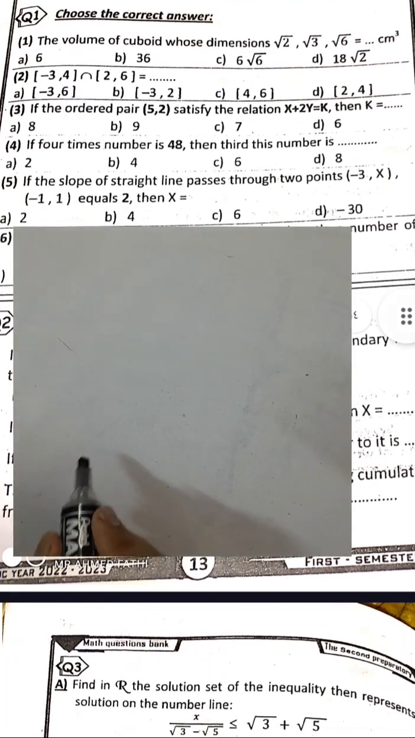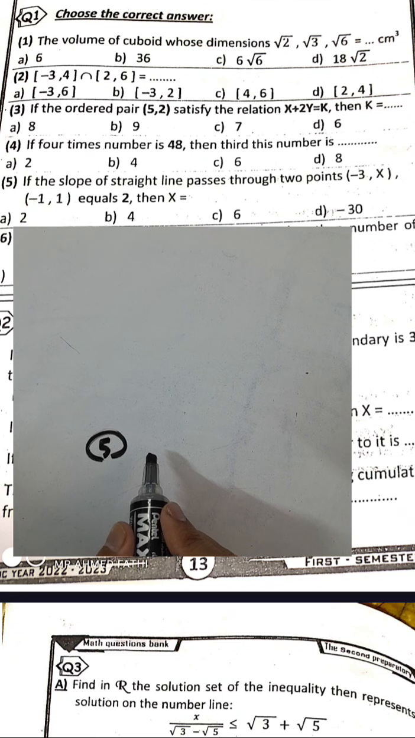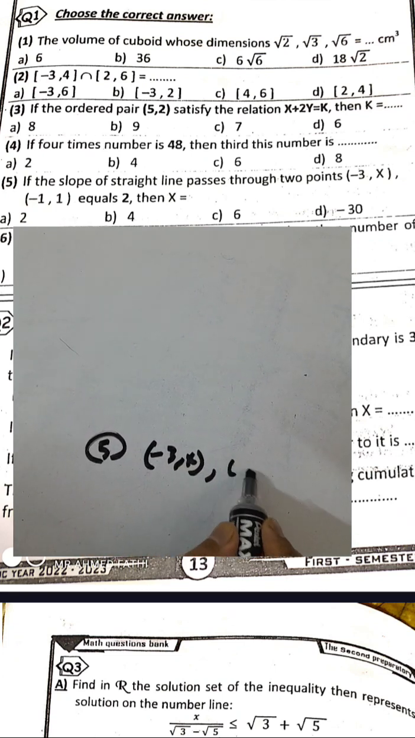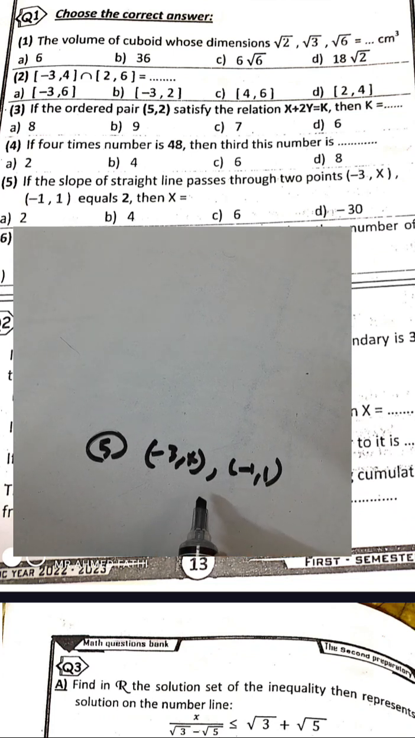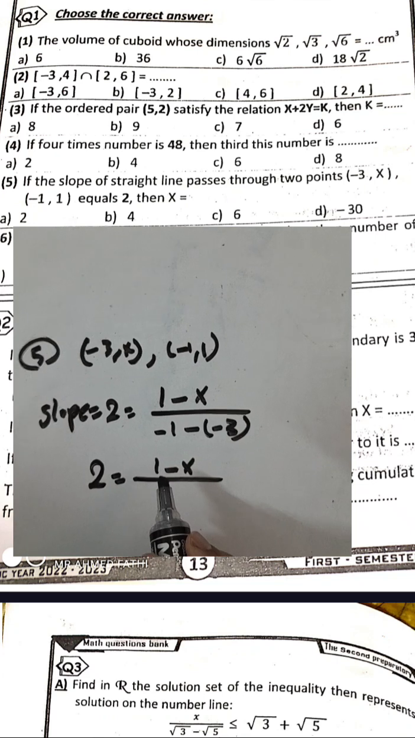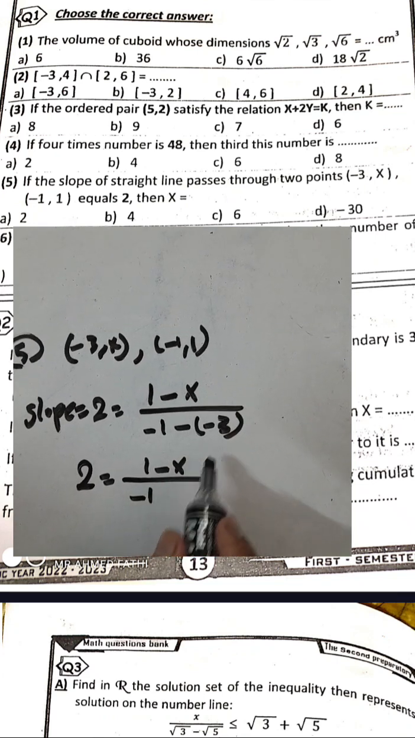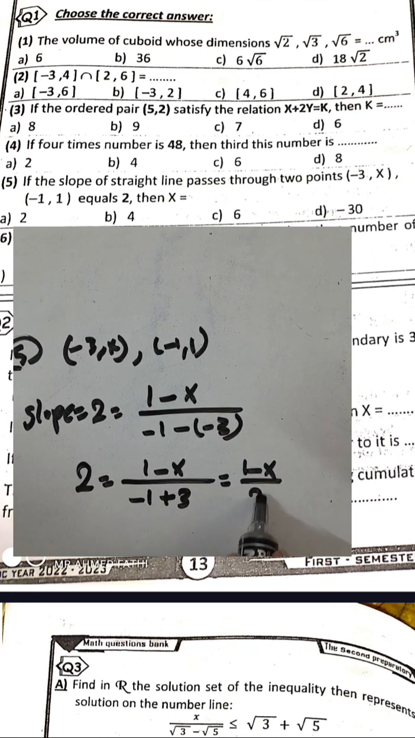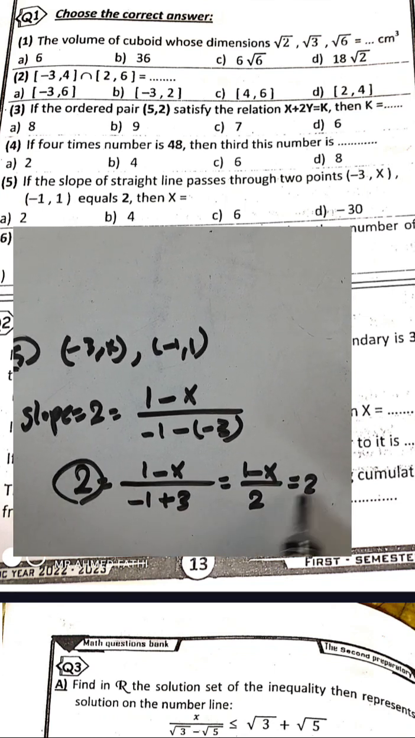Question number 5. If the slope of a straight line passes through 2, negative 3 and x, 1 and negative 1, 1 equals 2. We have the slope equal 2. We know the slope equals y2 minus y1 over x2 minus x1. The slope equals 1 minus x over negative 1. Negative times negative equals positive, right? 1 minus x over negative 1 plus 3 equals 2. The result equals 2 times 2 equals 4.